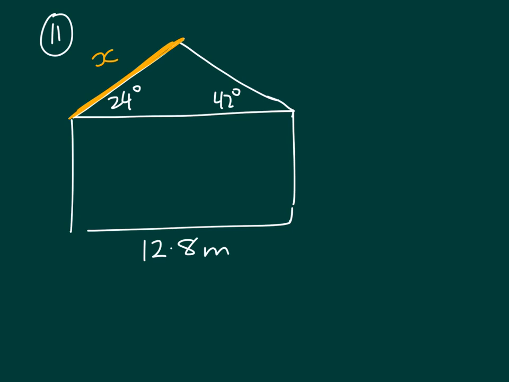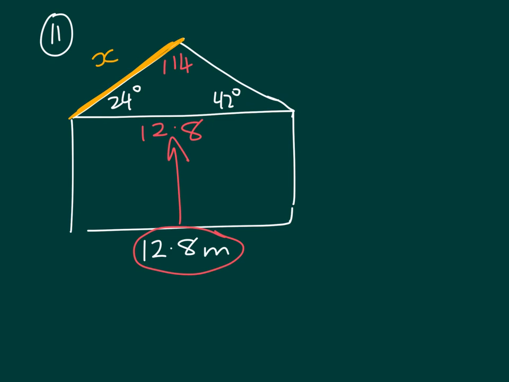Remember what we said in class, as soon as you get a diagram that's got two angles in it, always put the third one in. So 24 added to 42 is 66. And 66 away from 180 tells us that this angle here is 114. So that being 114, we know the 12.8 from the bottom can be transferred up here as 12.8.